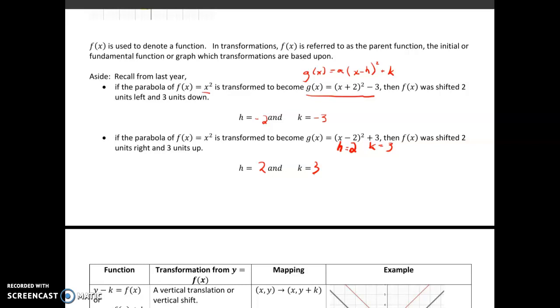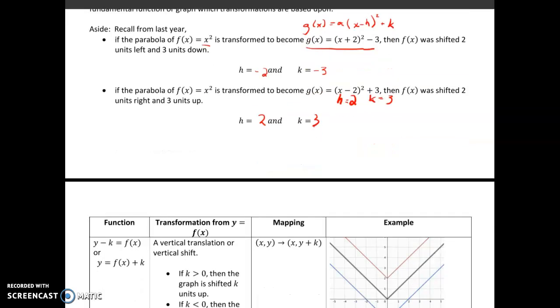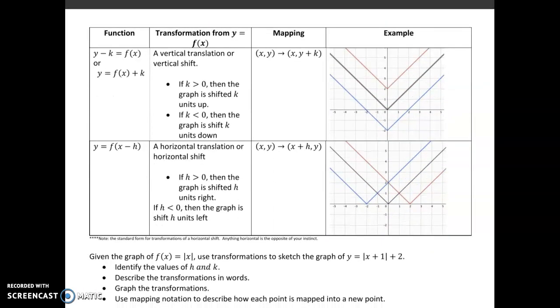Let's get started on non-parabola transformations. Now remember, we're going to be talking about vertical translations, which simply is a shift up and down, and horizontal transformations, which simply is a shift left and right. All right, so let's get started here.